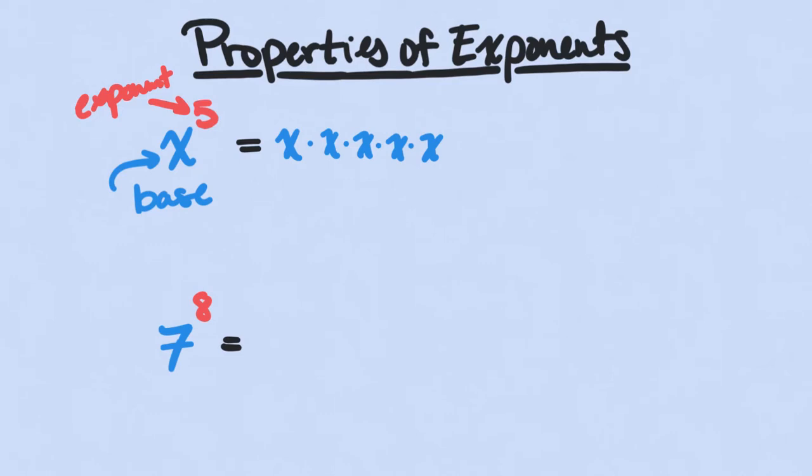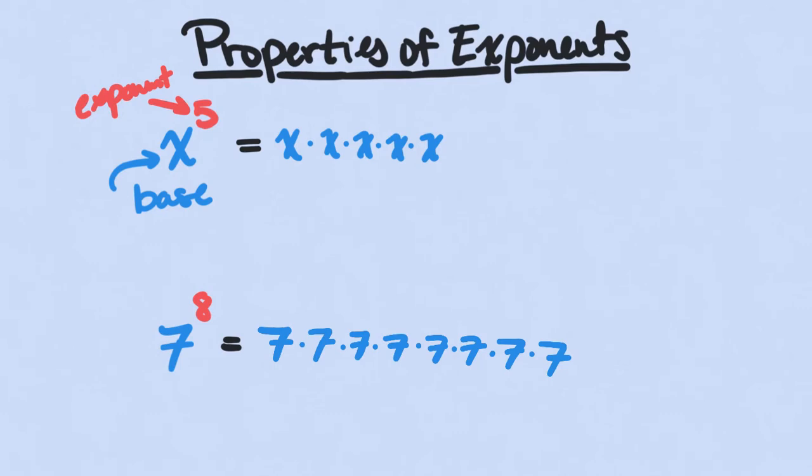So with that being said, what would 7 to the 8th power be? Well, it would be 7 times 7 times 7 times 7 times 7 times 7 times 7 times 7. All right, and so, that's kind of why we like to use exponents, so we don't have to write all that out.